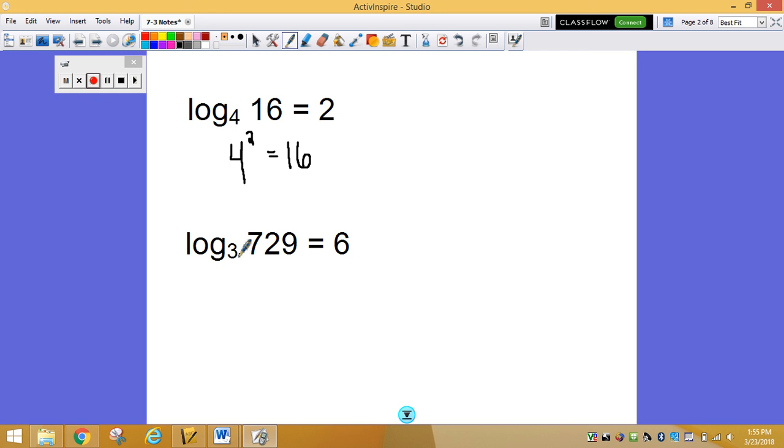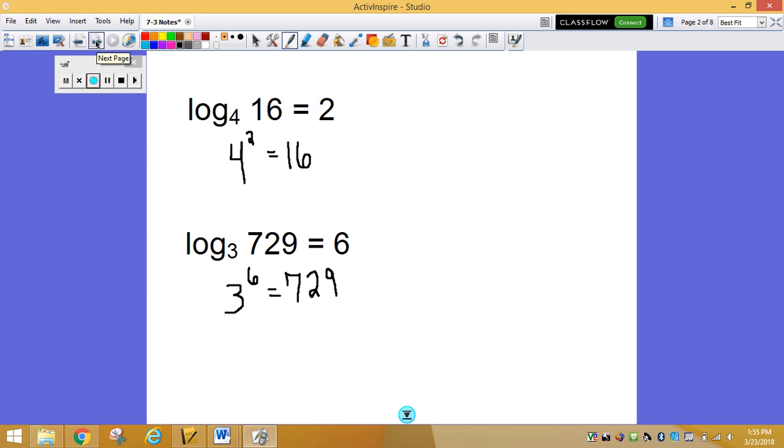All right, I got one more of these. Your little number becomes your big number. What it equals becomes your exponent. And it should equal 729. You have a calculator. Double check it. 3 to the 6th is in fact 729. Okay, so that's going from log to exponential.